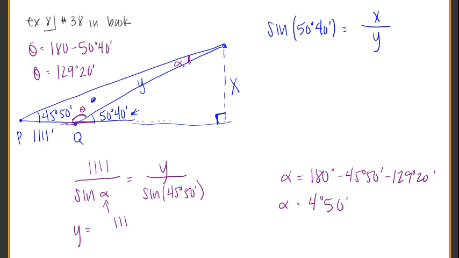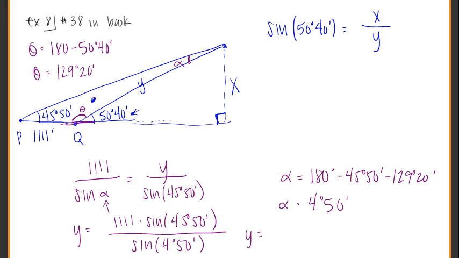So Y is going to be 1,111 times the sine of 45 degrees and 50 minutes, all over the sine of alpha, which is 4 degrees and 50 minutes. So Y equals 9,458 feet. Kind of large, but if that's 1,111, Y is a very, very large side. So I'm thinking we're still okay.